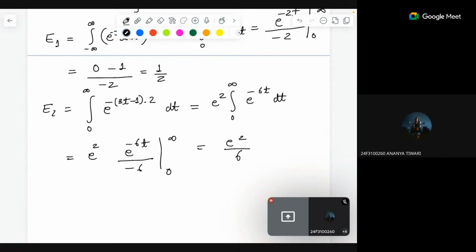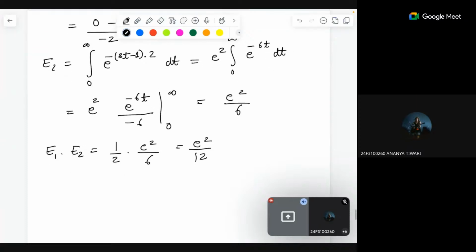Now E1 into E2 is half into e square by 6. So we get e square by 12. If you find the value of e square from calculator, it will be 7.39. So your final answer will be this. Is this fine?